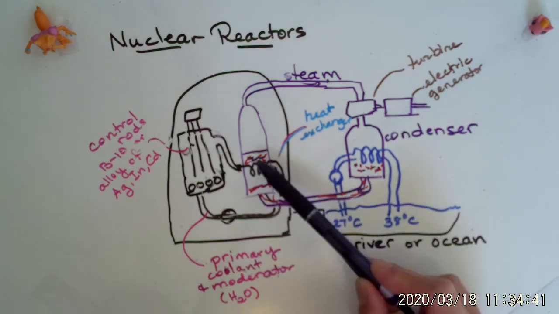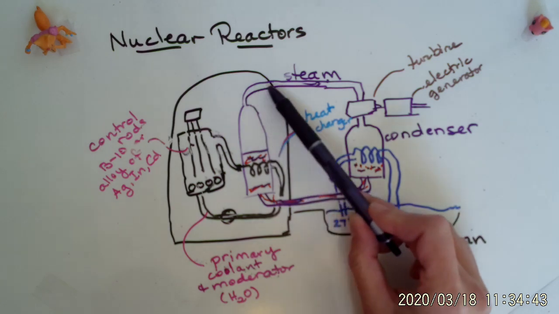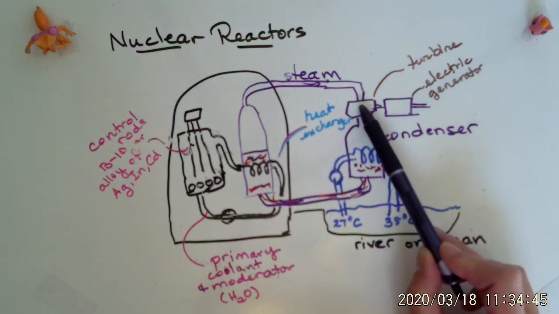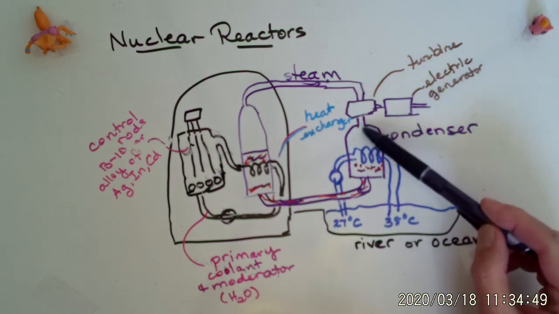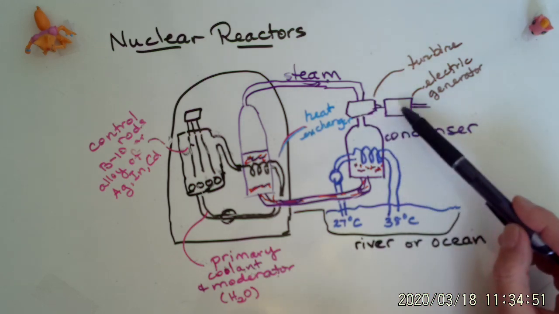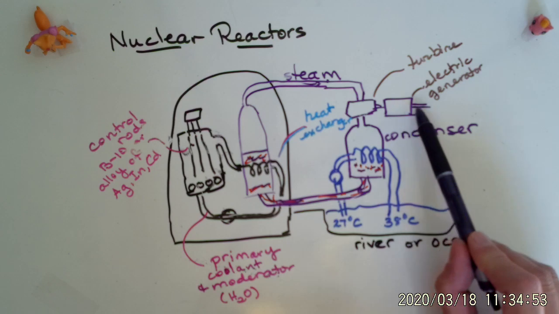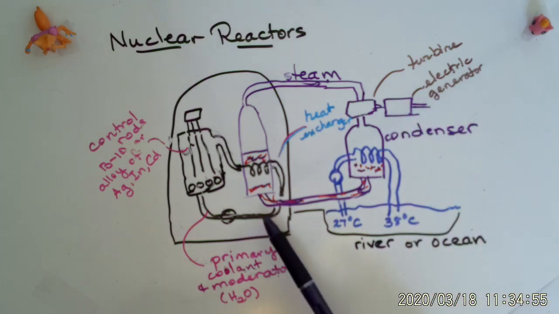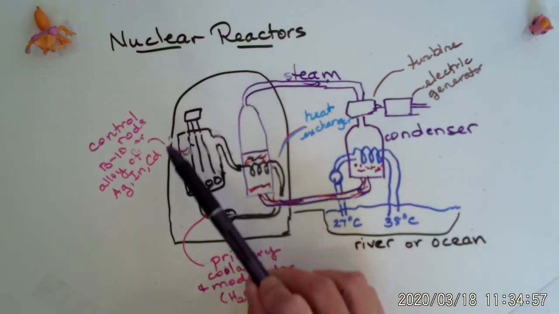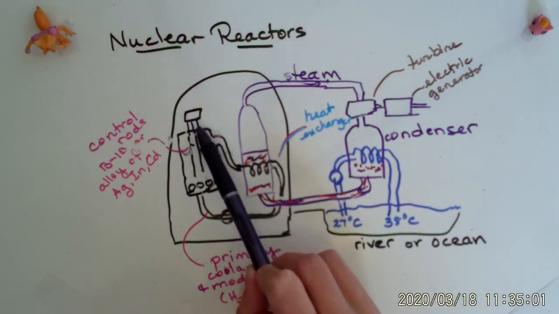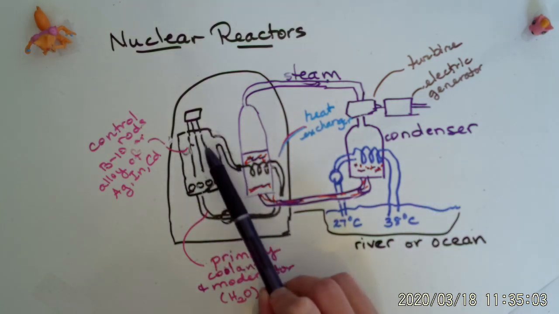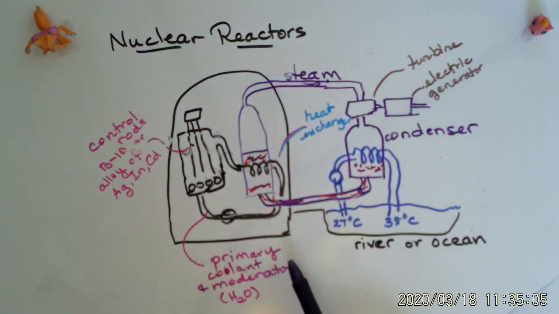When this water boils and becomes steam, it gets piped over and goes into the turbine, which is then spun by the steam, and then it forms an electric generator, and this is how we get our power. In this region here, in the actual nuclear reactor with a heat exchanger, we have basically a closed system. Water is used as a primary coolant and a moderator.